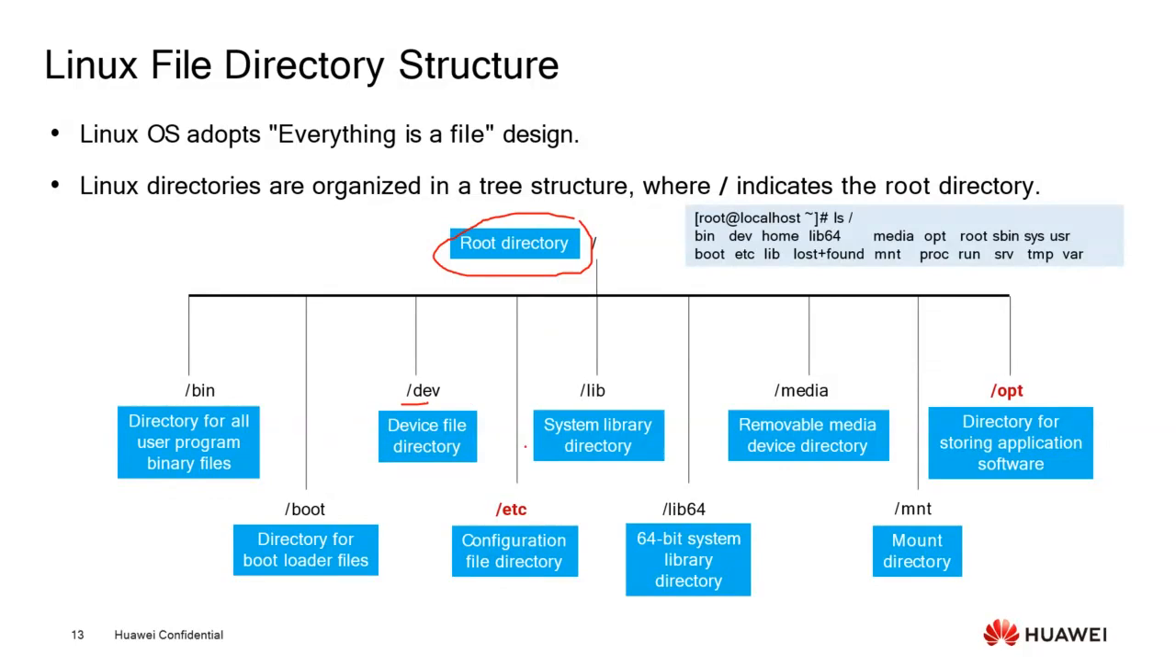The dev is for the device file directory. And then we have the lib, that's the system library directory. For removable media like USB ports, we have the media. The opt is designed for storing application software. Okay, application software like the operating system software. Then we have the boot directory for bootloader files, and we have the etc. Actually, the etc is one of the components that we use in Linux. It is the configuration file directory. Then we have lib64 for 64-bit systems or 64-bit machines, and we have the mnt for mounting directories. So these are all the directories that are under the root directory in Linux.